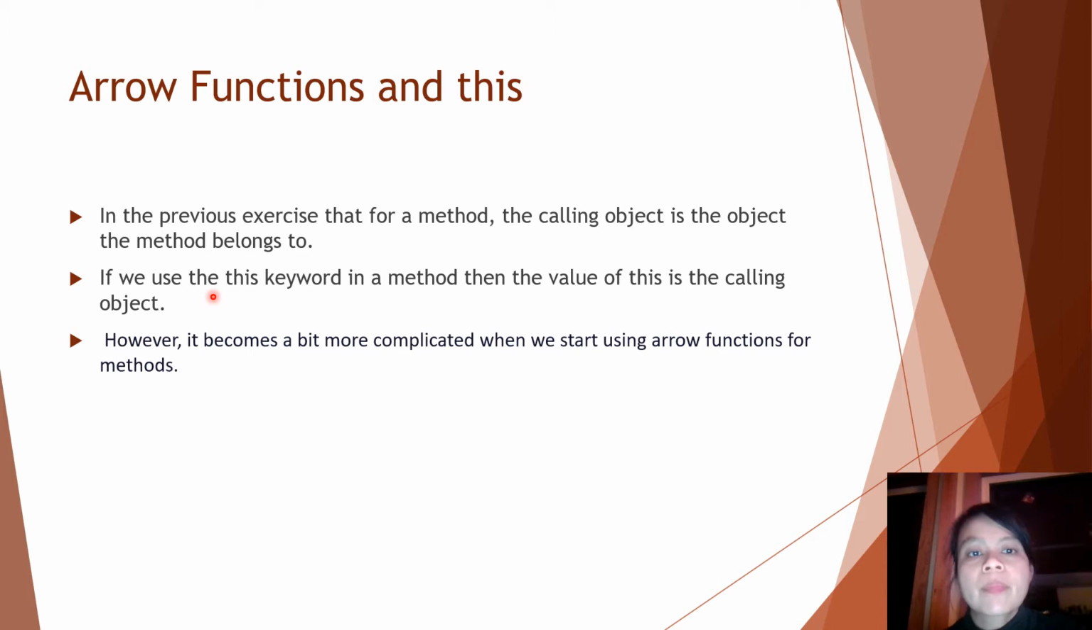Let's take a look at arrow functions and the this keyword. In the previous exercise, for a method, the calling object is the object that the method belongs to. If we use the this keyword in a method, then the value of this will be the calling object, which is goat. But this becomes a little bit more complicated when we start using arrow functions for methods. So what happens in arrow functions?